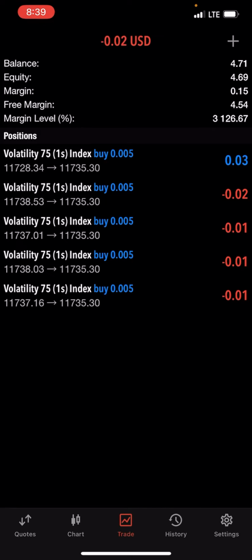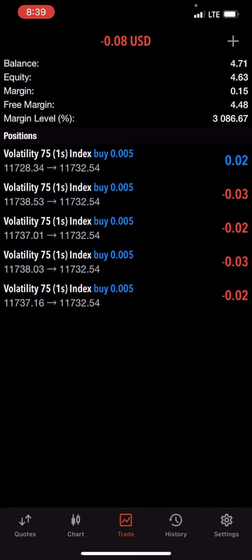But guys, you should always know that the margin is from the asset. Each asset has different margin requirements. Like the margin requirement for this Volatility 75 1x index, it's 0.3.